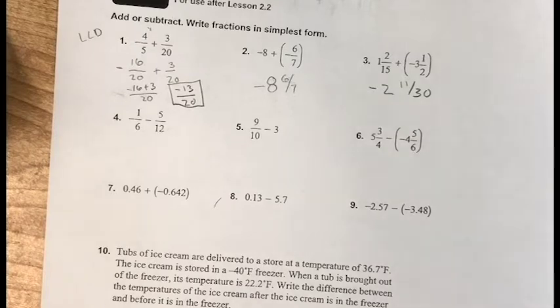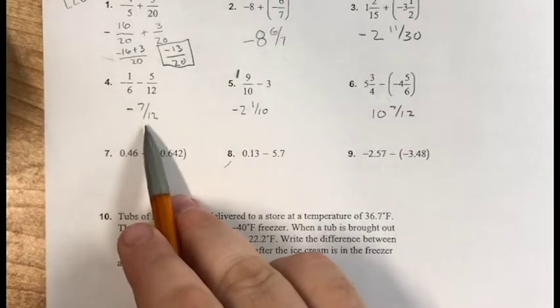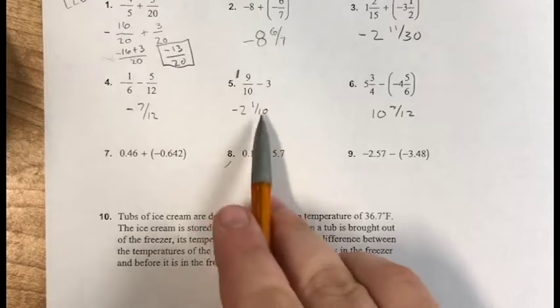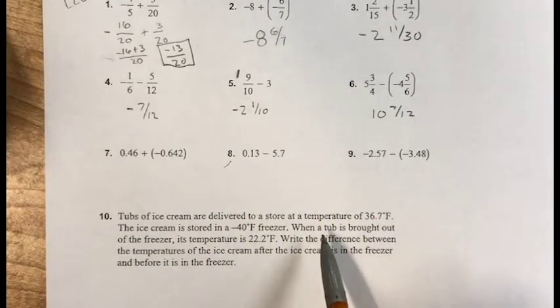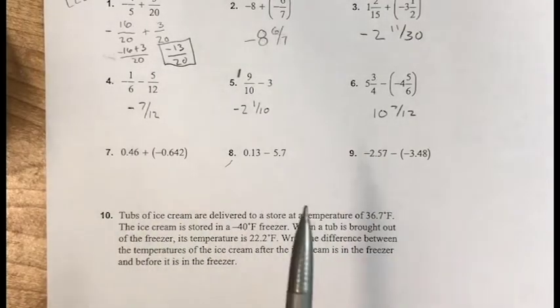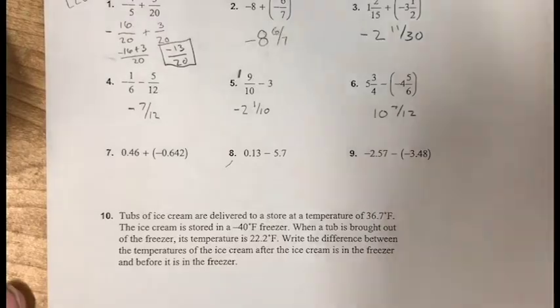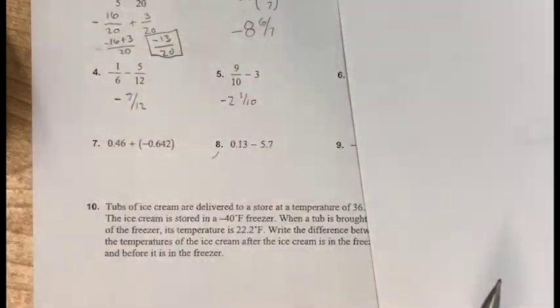All right, so why don't you try 4, 5, and 6 on your own? What you should have got was negative 7/12, then negative 2 and 1/10, and then 10 and 7/12. Now let's try 7, 8, and 9. So I'll do 7 with you. And this one's a whole lot easier. When you're working with decimals, it is easier, okay?